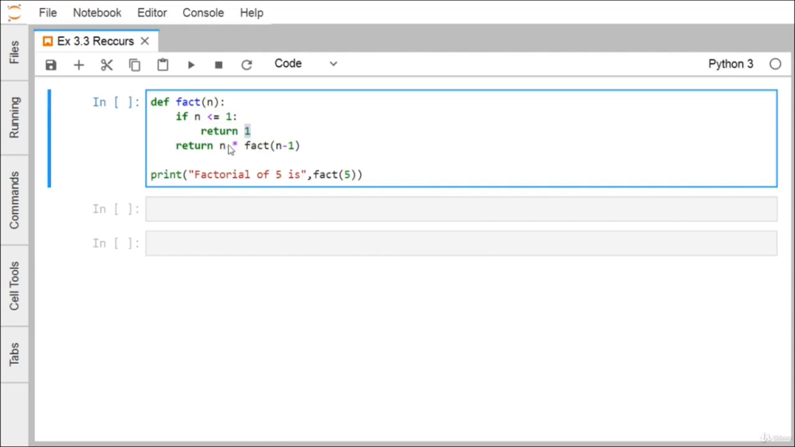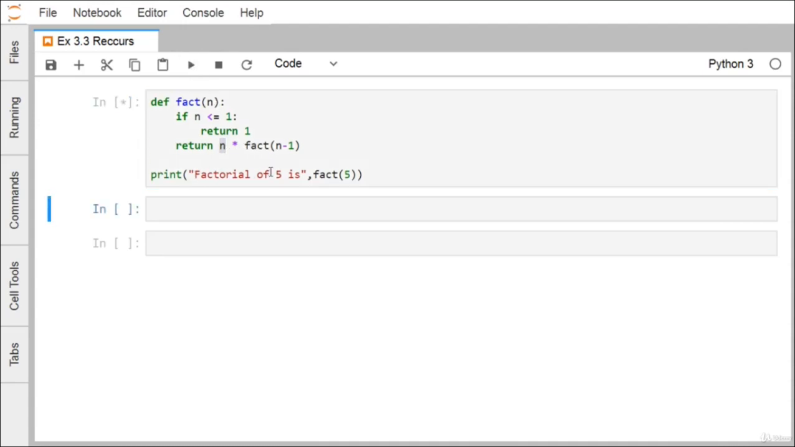Now this particular recursive call will retrace back through the callers, and ultimately I'm going to get this one, that is 5 into factorial 4. So factorial 4 will be obtained as 4 into 3 into 2 into 1. So that will be 24, into 5. So 120 will be the outcome.